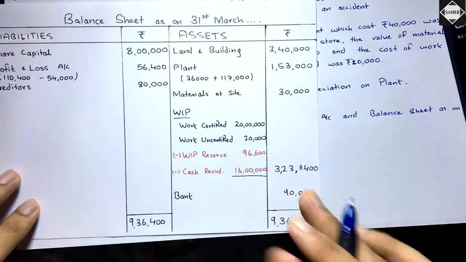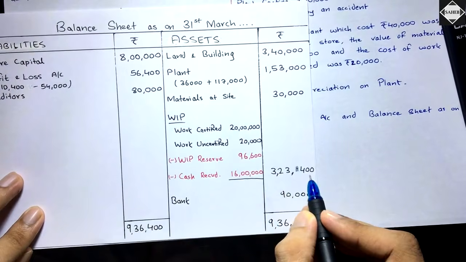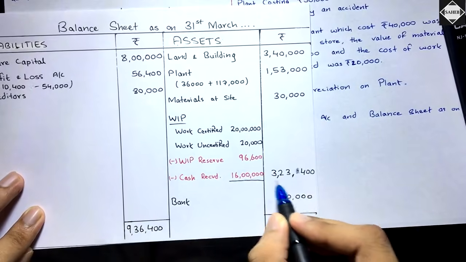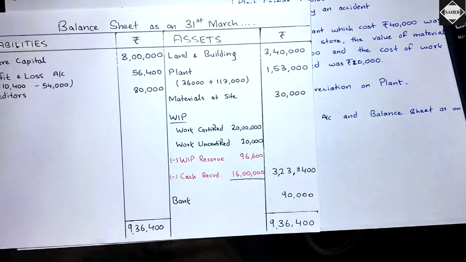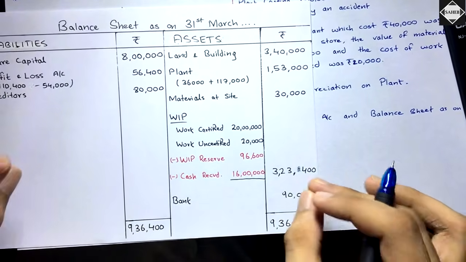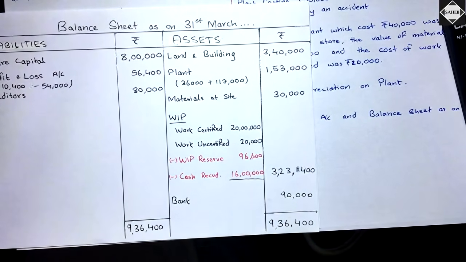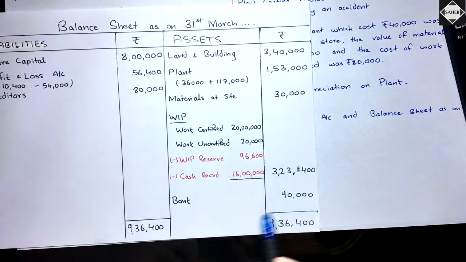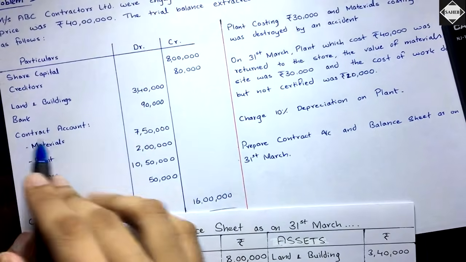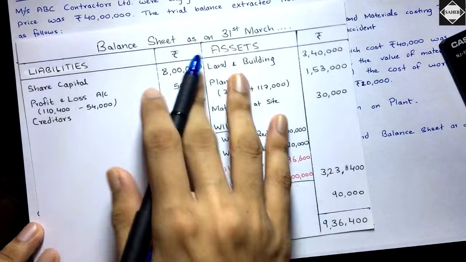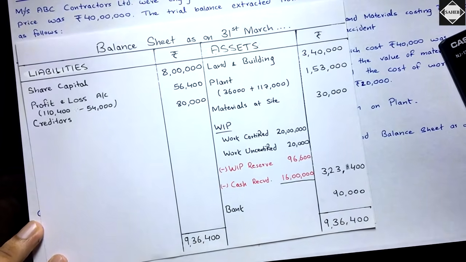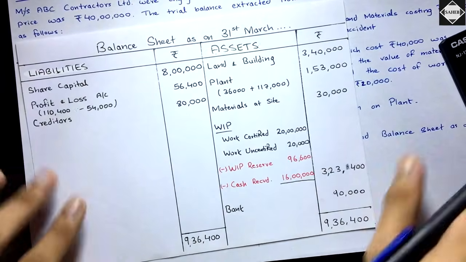So the net WIP is our 3,23,400. This is the work we have done and we have not got money for, so this is our asset. We are supposed to receive money on this much work which we have done. Is that clear? And then the bank balance, which was given directly in the trial balance, 90,000, I have taken below. Bank account 90,000. Simple. So then it tallies.